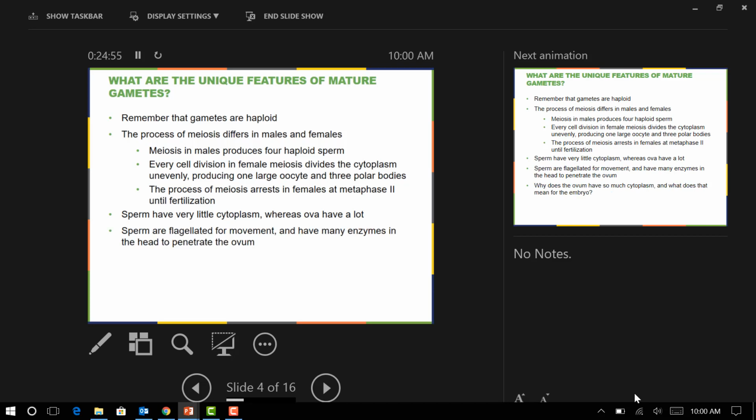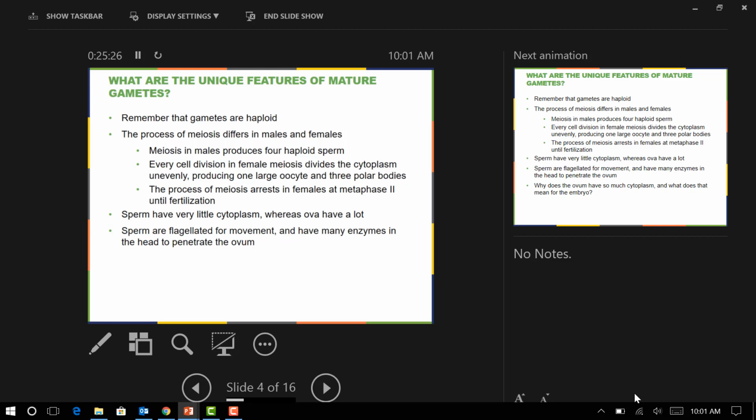Sperm are flagellated, ova are not. Sperm are flagellated for movement. They have to actually swim against the direction in which the ova are traveling and are being forced out. So sperm have flagella for making that journey. And on the head of the sperm, there are a lot of enzymes for helping them to penetrate the lining of the ovum so that fertilization can take place. So those are some of the unique features of these gametes when you compare them to each other.